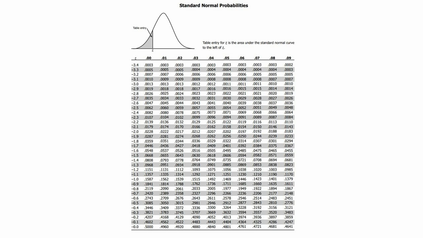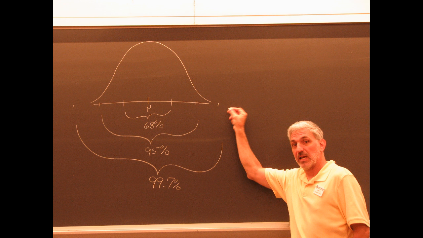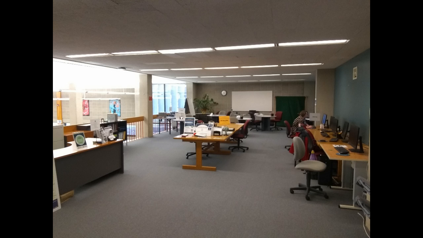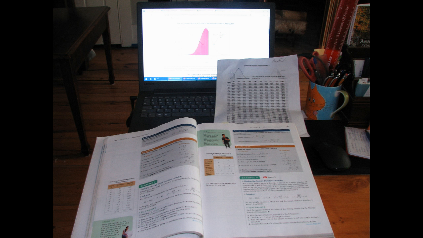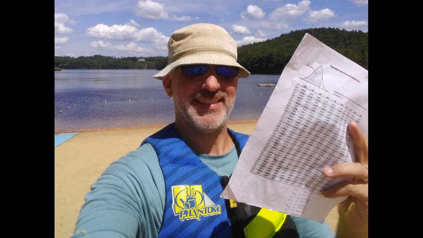The z-table will be your best friend for this class. I recommend you print out a hard copy. And remember, there are 2 sides to it, one for negative z-scores and one for positive z-scores. Keep the z-table with you in class, in the Academic Support Center for tutoring, and when you are doing your homework. Bringing it to the beach is optional.